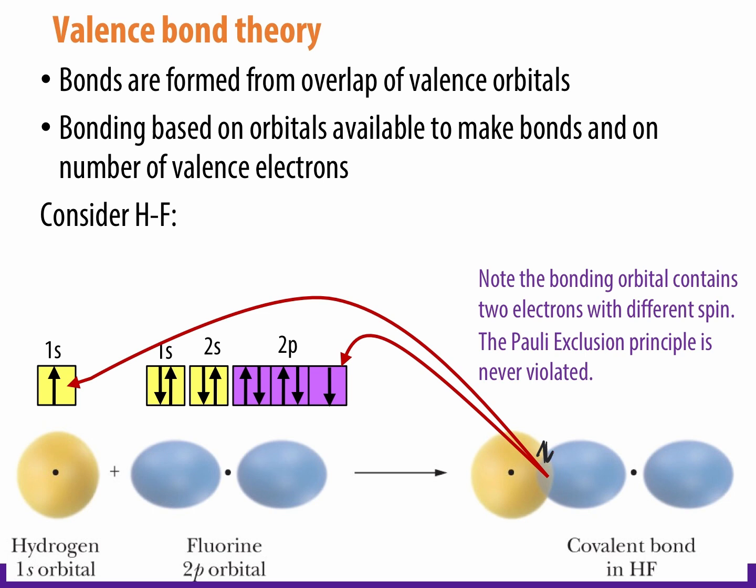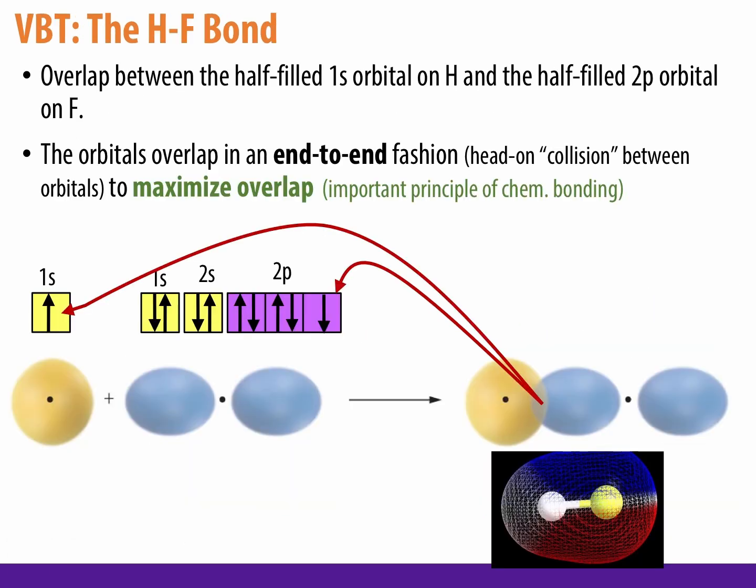This is a nice orbital overlap. We can see the two orbitals are colliding directly, and that will help us make a strong bond according to this model. So again, that's that key principle that we want to maximize the orbital overlap. And again, that does match experiment. We have a nice strong single bond between hydrogen and fluorine.